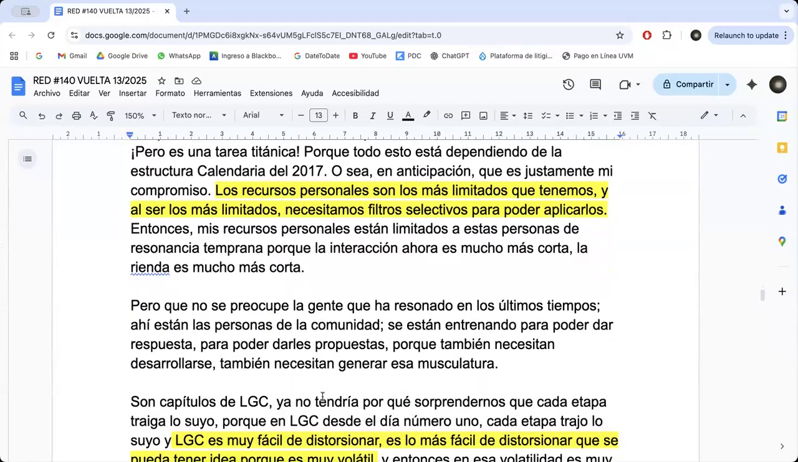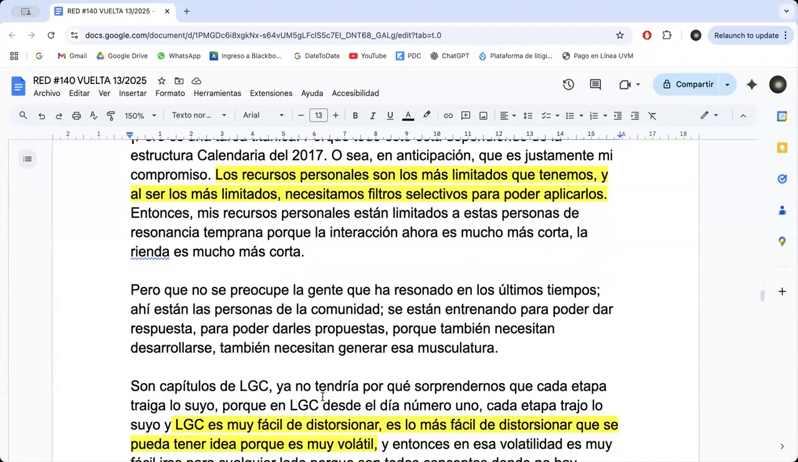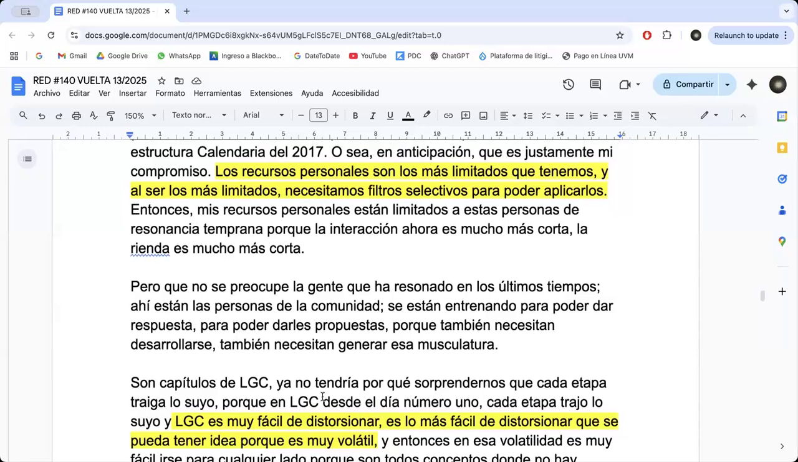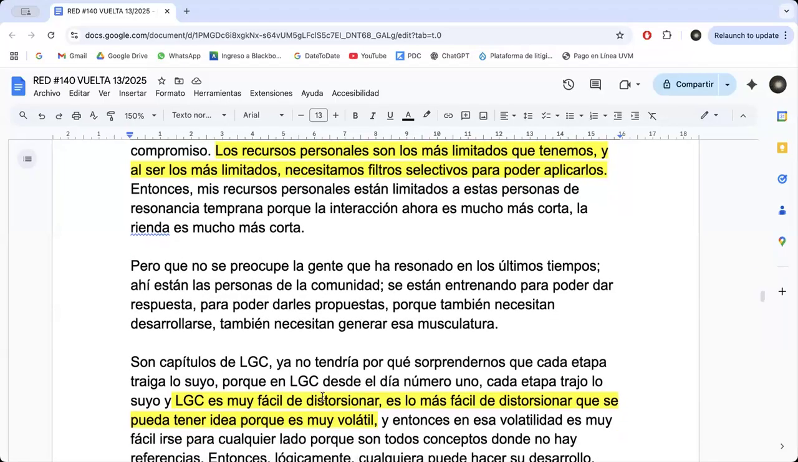So this is a titanic task, because all of this is depending on the structure of calendar of 2017. So doing all of this in anticipation is precisely Alejandra's commitment. The thing is that the personal resources are the most limited resources we have. So those being the most limited resources we have, we need selective filters to be able to apply them.